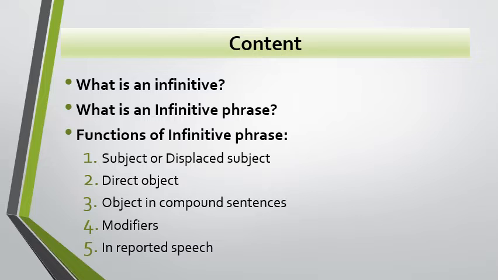And here you can see that there are 5 functions for the infinitive phrase: subject, displaced subject, direct object, object in compound sentences. They can function also as modifiers, and how they come or when we insert them in reported speech.